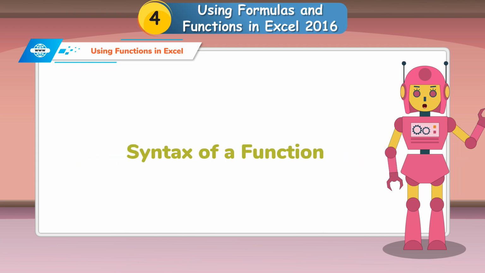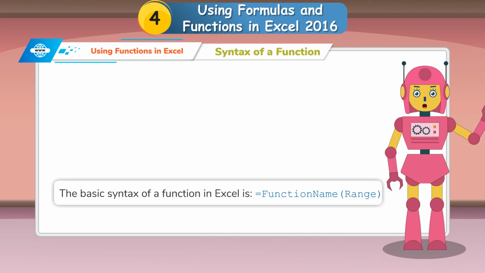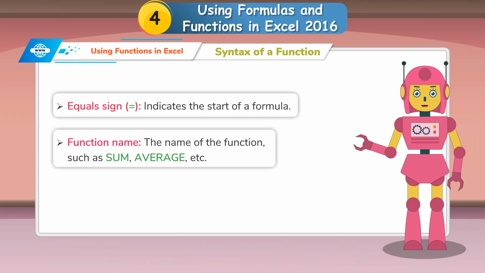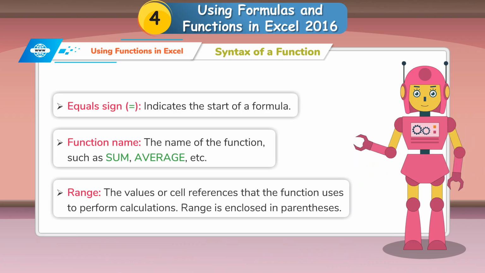Syntax of a function. The basic syntax of a function in Excel is equal sign, function name, range. The equals sign indicates the start of a formula. Function name: the name of the function such as sum, average, etc. Range: the values or cell references that the function uses to perform calculations. The range is enclosed in parentheses.